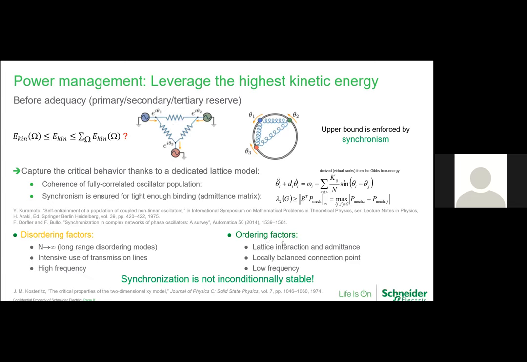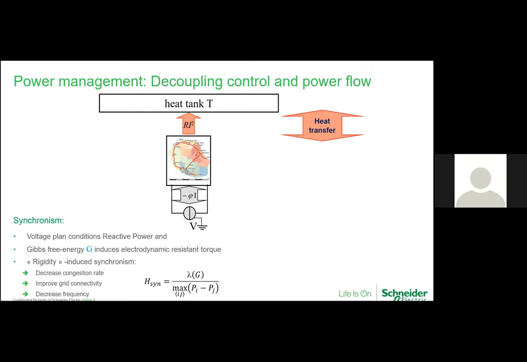And the ordering factor, meaning the synchronization factor from which I can leverage the maximum of kinetic energy, is to have a copper plate. So to multiply the connections between the injection and consumption points, to balance locally at the maximum consumption, generation and demand. So this is a typical Russian doll grid, and to have a low frequency, because low frequency increases the coupling and therefore the synchronism. But what we have to keep in mind is that the synchronization of any power system is not a given condition, it is stable only under conditions. And therefore, when we imagine just a problem of adequacy, we have to also discuss the grid on which the system and the assets are placed.